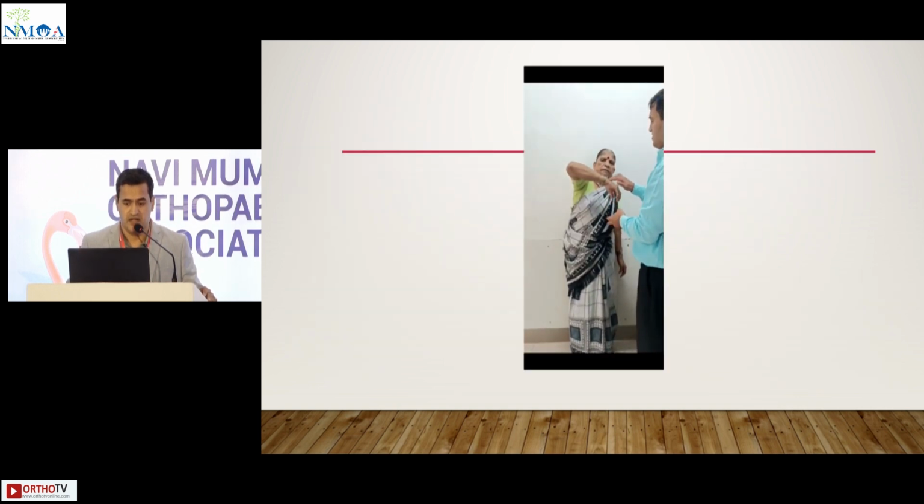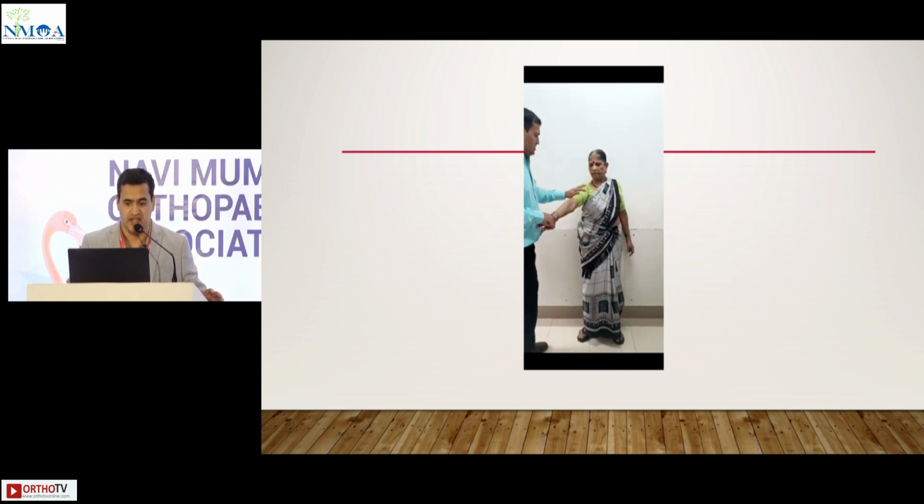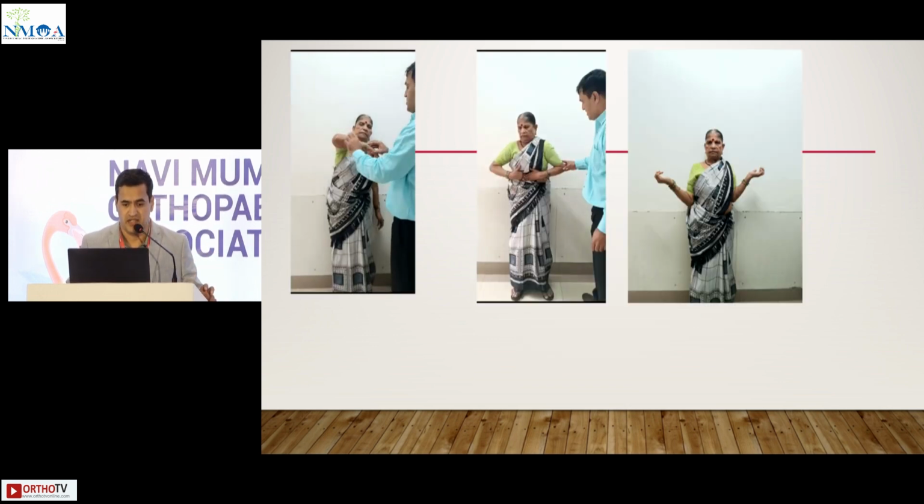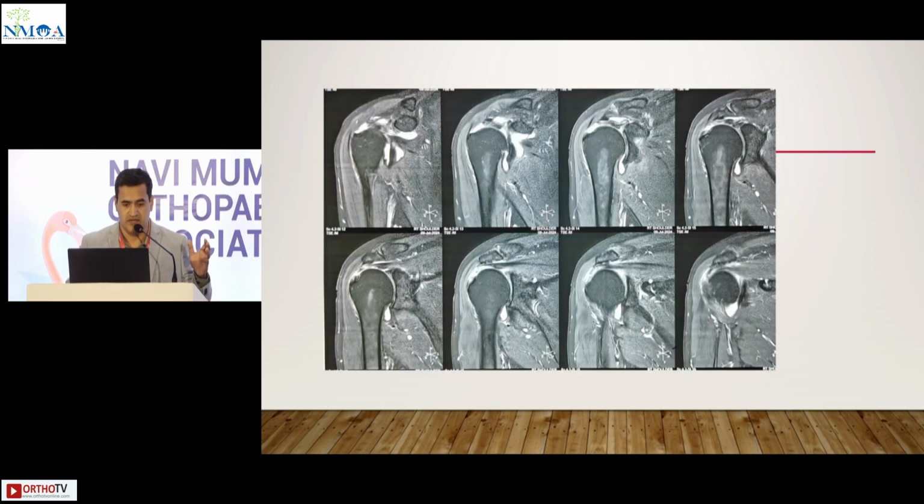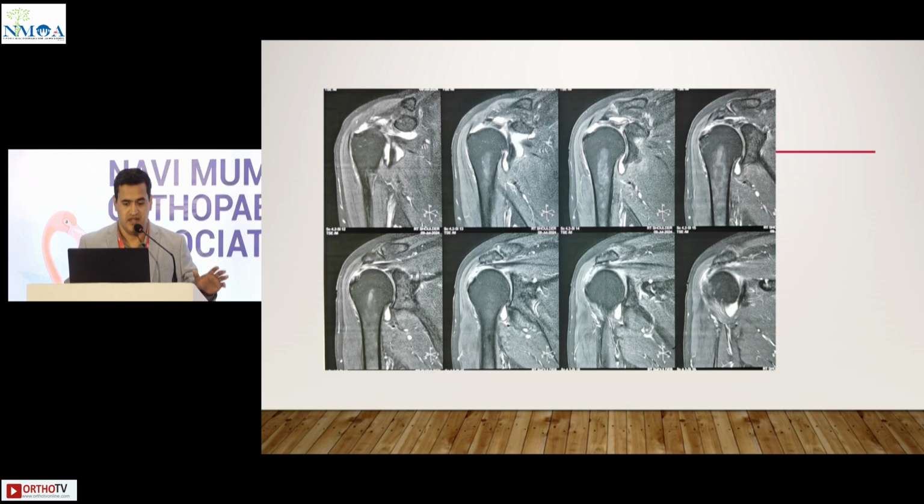And she is here after a conservative line of treatment. She has adequate power of abduction, external rotation, maybe grade 4, but she can manage her daily activities. Another example, a 54-year-old laborer lifted a heavy bucket. She had pain and slight weakness.